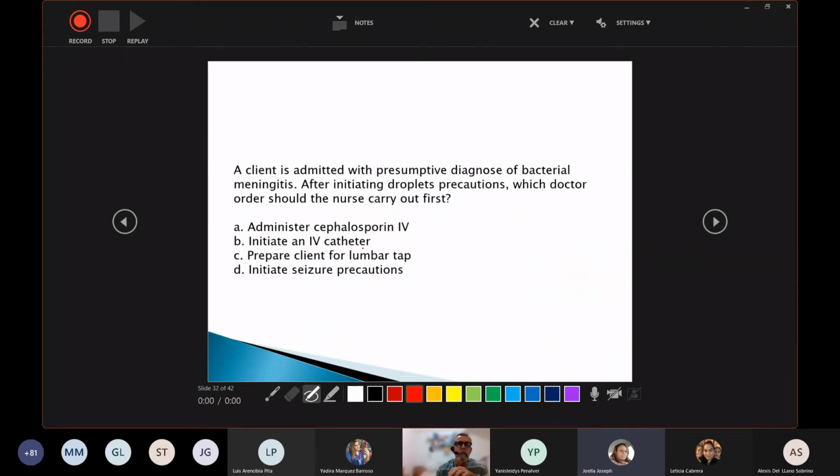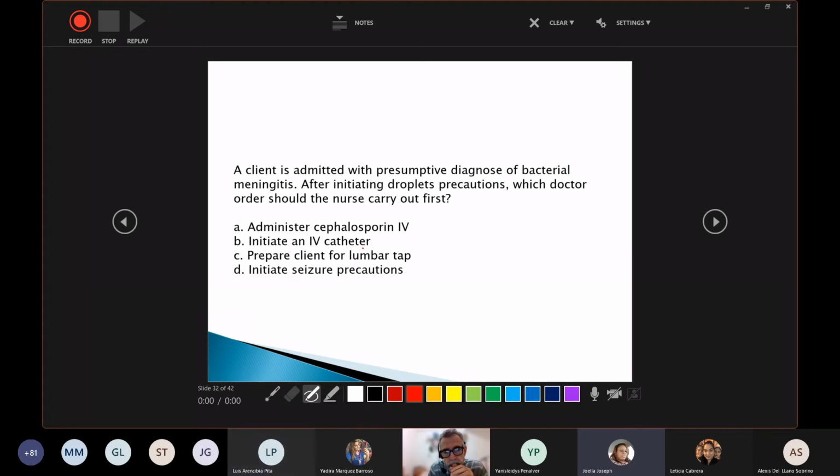Okay. The client is admitted with a presumptive diagnosis of bacterial meningitis. After initiating droplet precaution, which doctor order should the nurse carry out first? Now the question is difficult. It's a chronological prioritization. Administer cephalosporin IV, the treatment of meningitis. Initiate an IV catheter that is needed to give the antibiotics. Prepare the client for lumbar tap. Initiate seizure precaution. What is done first?